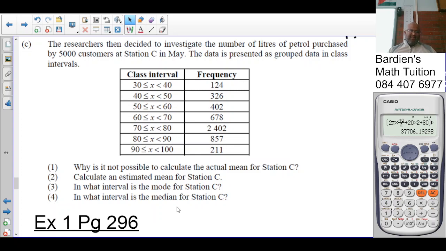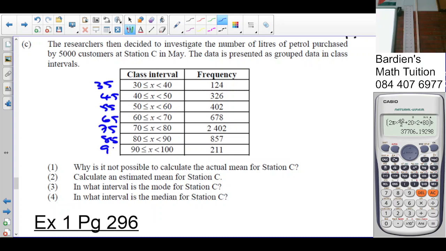Number 2, calculate the estimated mean. So how do we calculate the mean? We must work out the class midpoints. So how do we do that? 30 plus 40 divided by 2, 35, 45, 55, 65, 75, 85. So to work out our mean, this is my number 2 now.